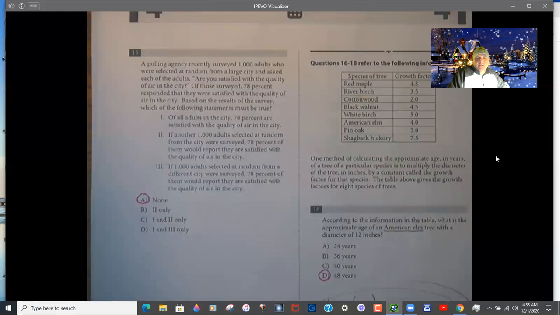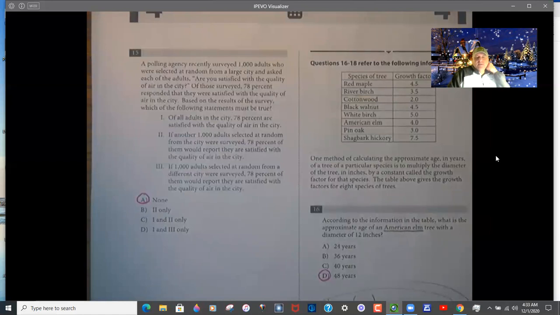That would not necessarily be true. If another 1,000 adults, 78% would report, that's not necessarily true either. If 1,000 adults selected at random from a different city were surveyed, then 78%, that's not necessarily true either.